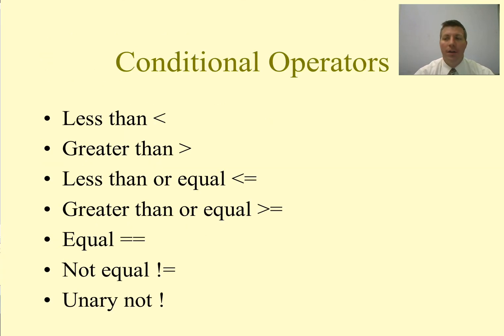Okay, here are the different conditional operators that we have available to us. We have the less than operator and the greater than operator. You just saw an example utilizing both of those. We also have operators for checking equality in addition to less than or greater than. So you see that I have a less than or equal right here.